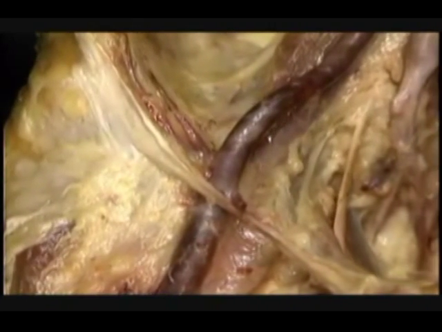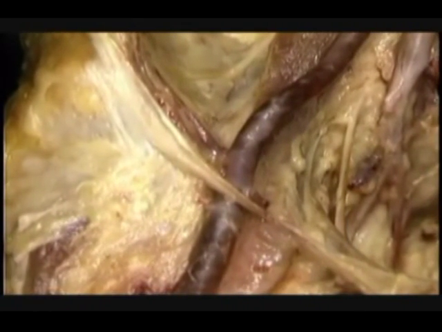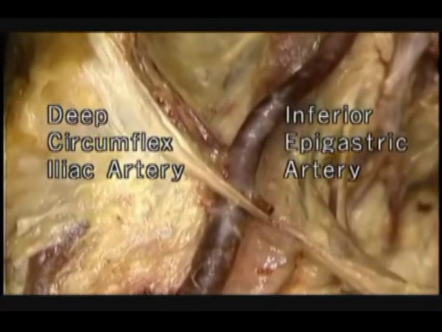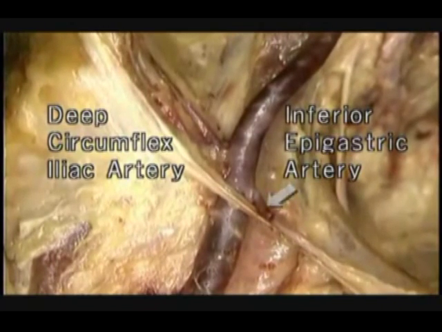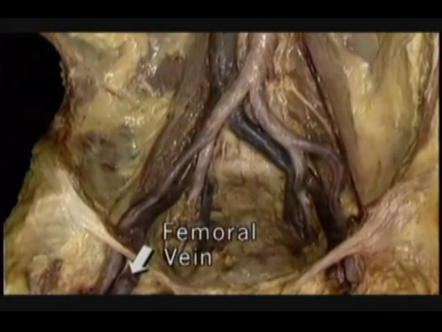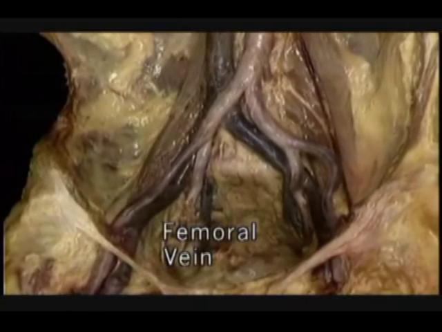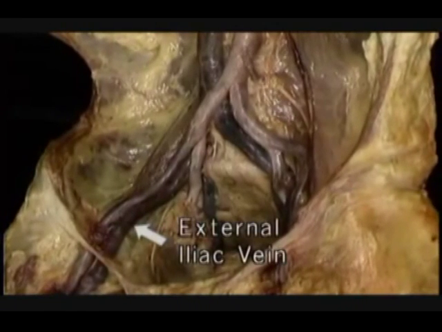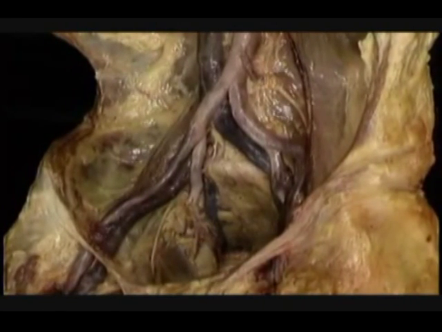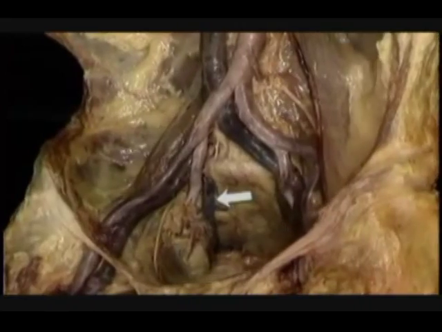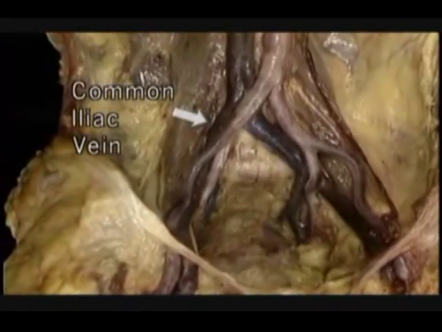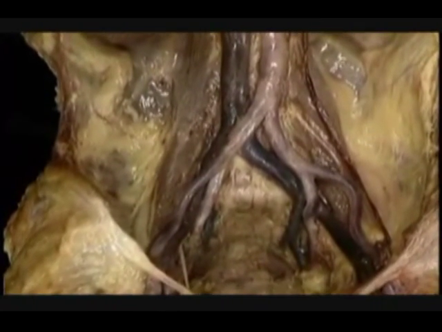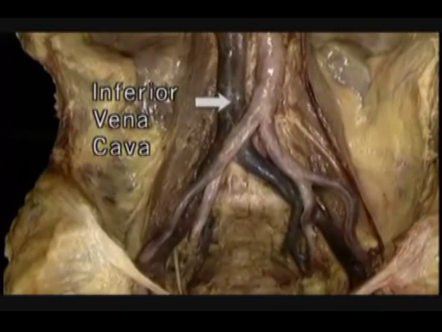Just before passing beneath the ligament, the external iliac gives off 2 branches, the deep circumflex iliac laterally and the inferior epigastric medially. Here's the femoral vein, lying medial to the femoral artery as it passes beneath the inguinal ligament. Above the ligament, it's called the external iliac vein. The external iliac is joined by the internal iliac to form the common iliac vein. The 2 common iliacs join just to the right of the aortic bifurcation to form the inferior vena cava.